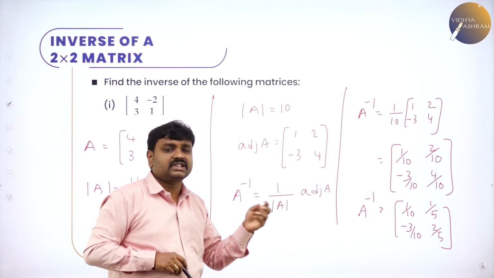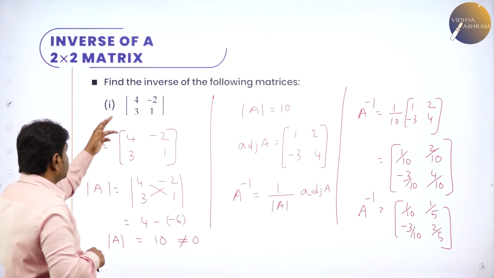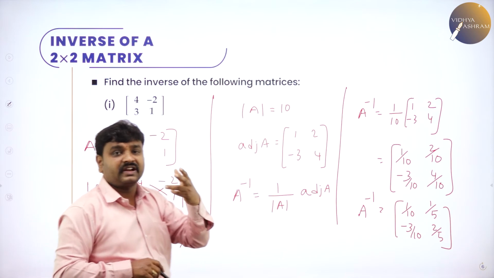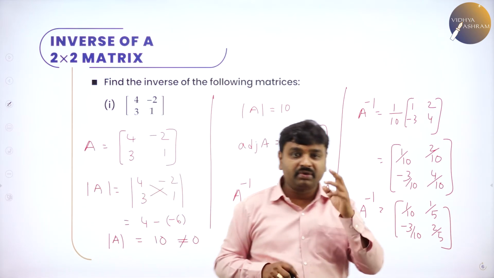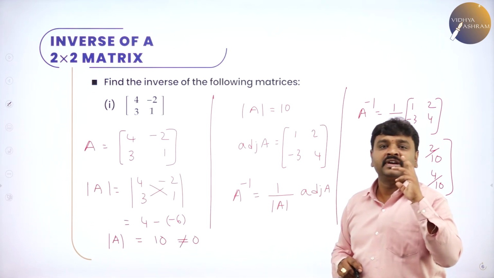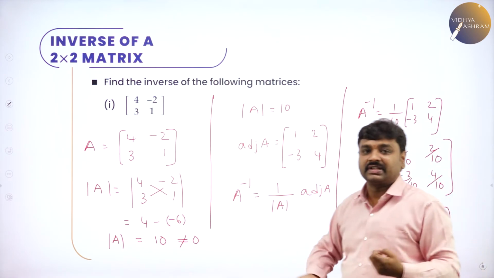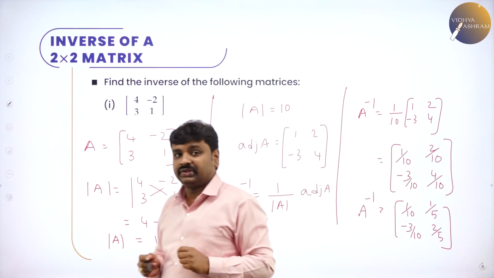Then you find adjoint. Adjoint is a simple technique. Change the principal diagonal and change the sign of the secondary diagonal, and write the formula for A inverse. What is the formula for A inverse? A inverse is 1 by determinant A into adjoint A. Substitute, you will get the answer. That's it. I hope all of you got this.